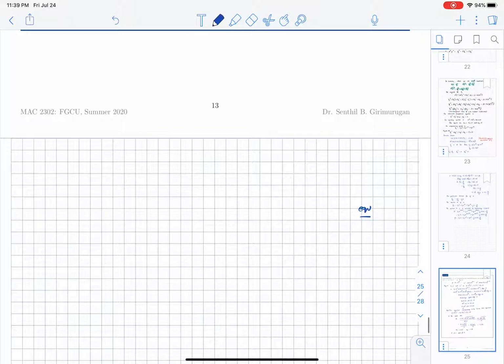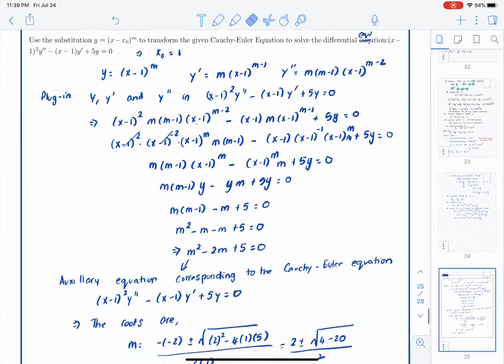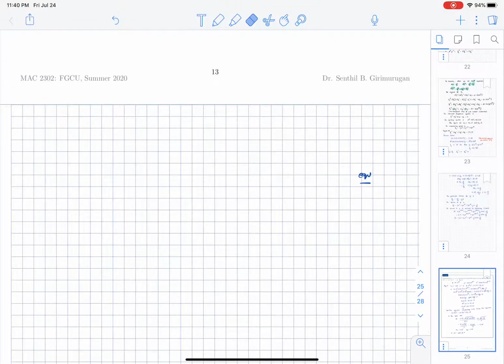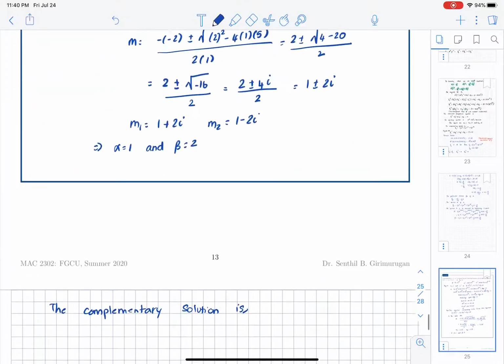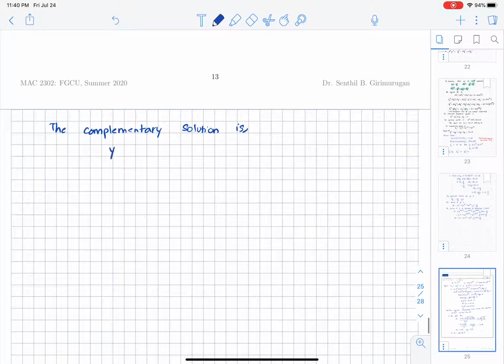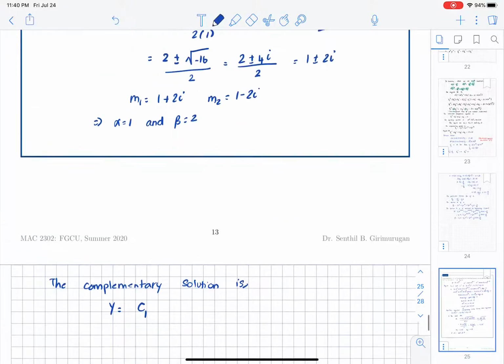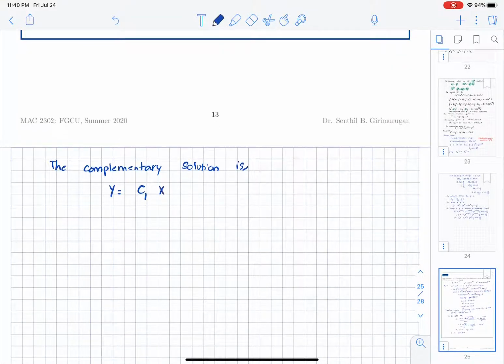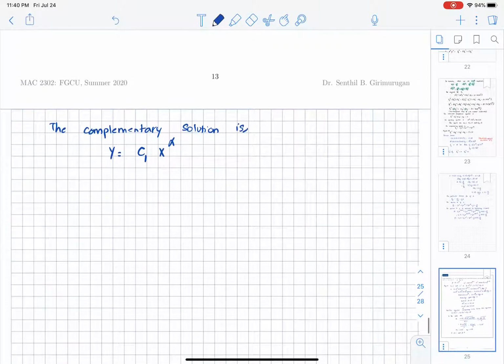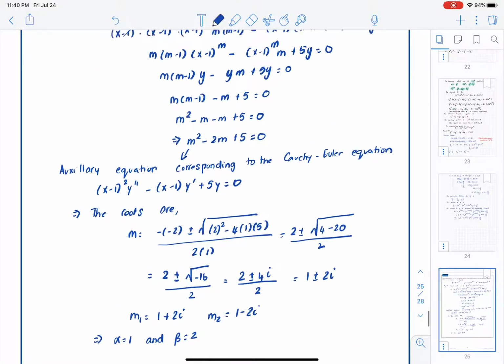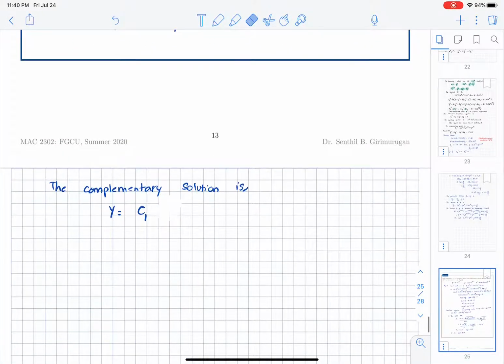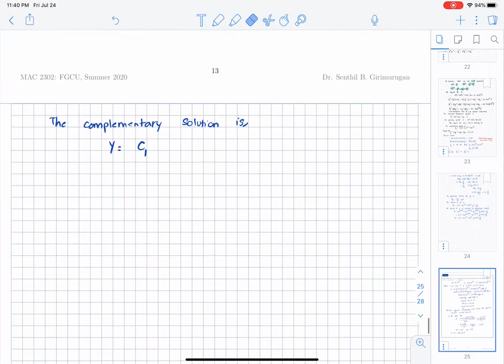So the complementary solution, is there a homogeneous equation? Yes, luckily. So the complementary solution is y equals c1 x raised alpha. Should probably put... we made a substitution initially as x minus x naught.